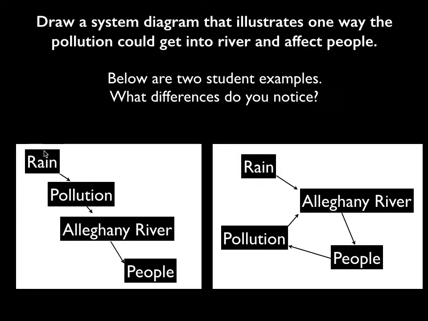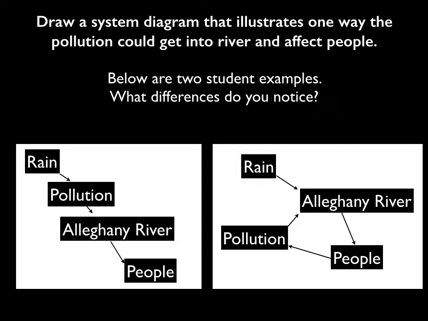The other thing, though, is that both of these models present valid ways for pollution to get into the river, but they're different ways. One of them is pollution being picked up by runoff, and the other one is direct pollution going into the river. These two assessment results side by side allow us to instruct our students in these two different pathways within the water cycle and really emphasize the differences between them.